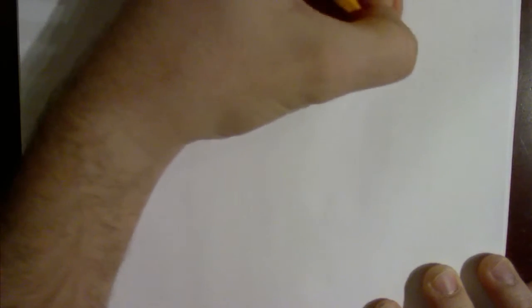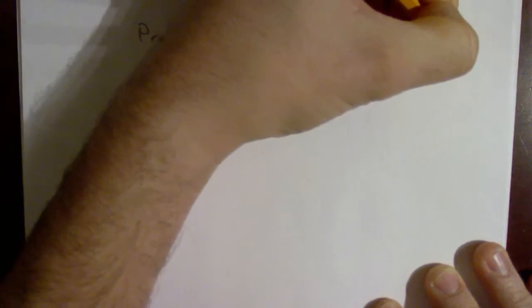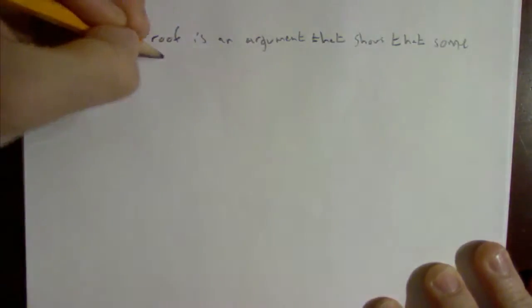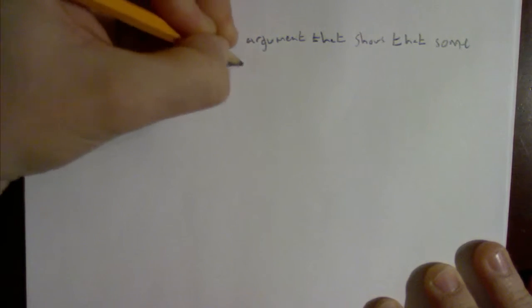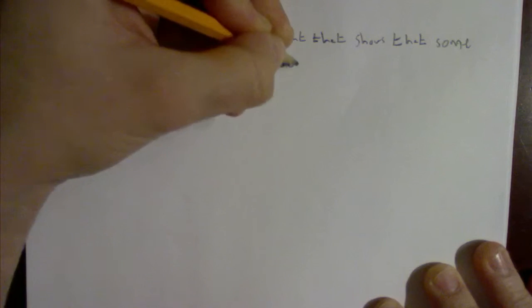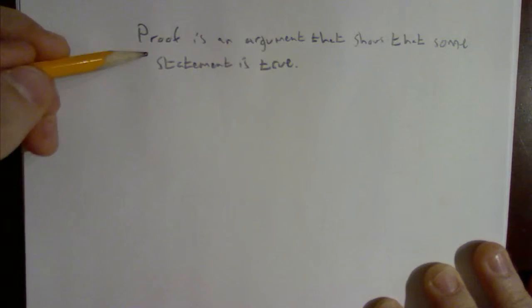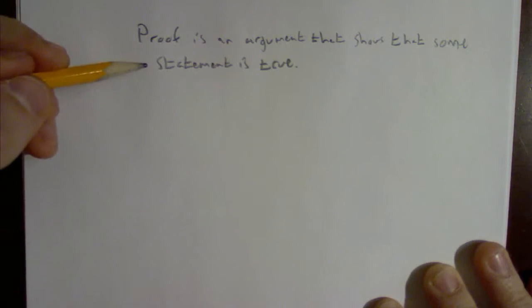A proof is an argument that shows that some statement is true. A proof is an argument that shows that some statement is true.